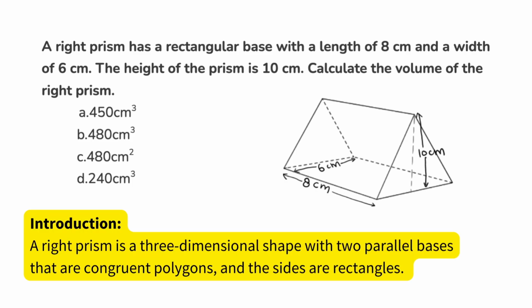All right, let's talk about this. So first and foremost, let's define what a right prism is. Remember that a right prism is a 3-dimensional shape with 2 parallel bases that are congruent polygons, and the sides are rectangles. The height of the prism is the perpendicular distance between the bases.